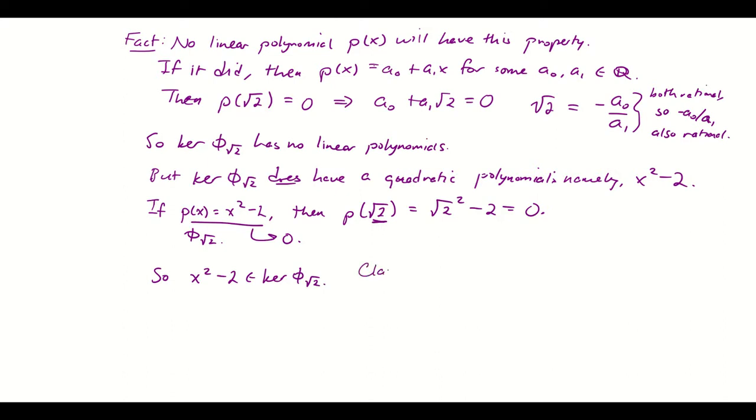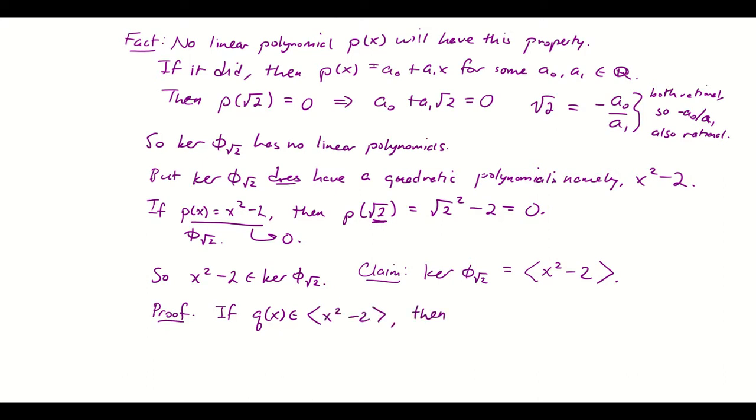And at this point, I'm going to claim that the kernel of phi sub square root of 2, not only does it contain x squared minus 2, this kernel is an ideal, and that ideal is exactly the principal ideal generated by the polynomial x squared minus 2. Here's a quick proof. If q of x does belong to this principal ideal, then that means that q of x is a polynomial multiple of the polynomial x squared minus 2. So it's equal to, I'm going to call it d of x times x squared minus 2, for some polynomial d of x in Q bracket x.